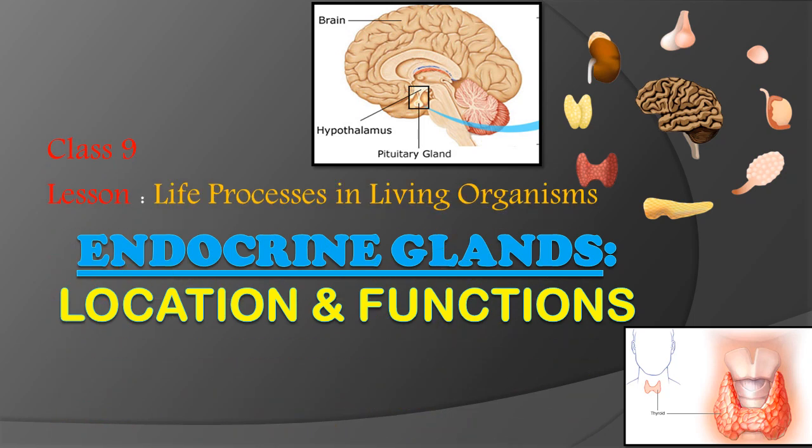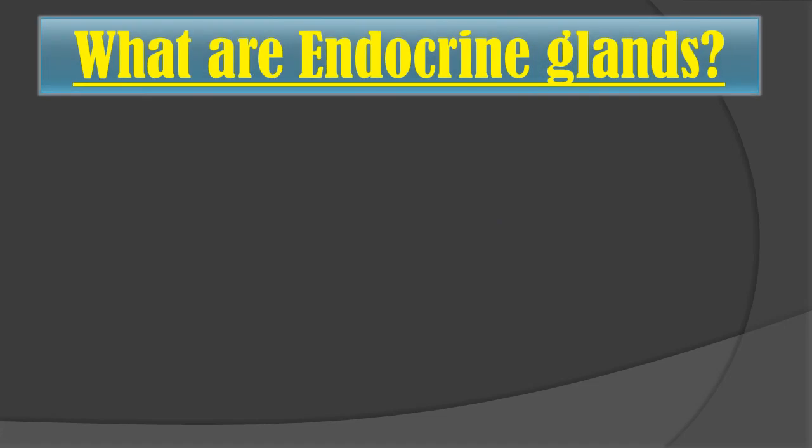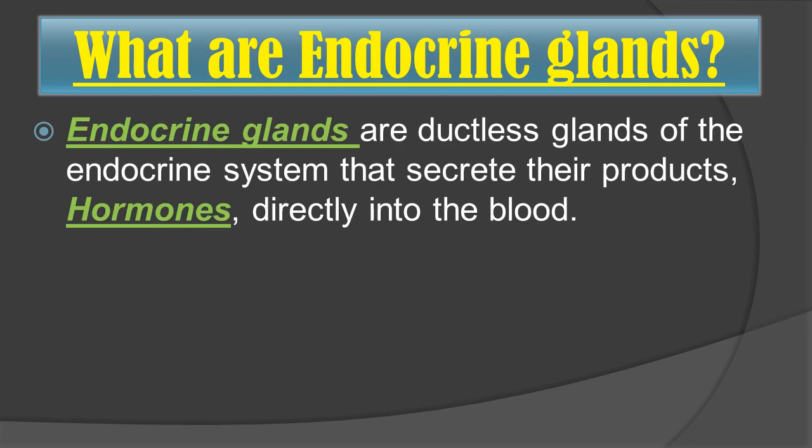Class 9 lesson life processes in living organisms. Alright, so before taking the examples of endocrine gland, let's see what they are. Endocrine glands are ductless glands of the endocrine system that secrete their products, which are called hormones, directly into the blood. That means these glands produce different hormones, and these hormones are directly released into the blood, and through the blood they reach their target cell.